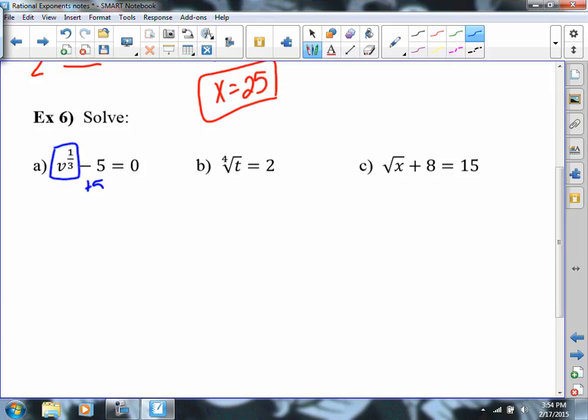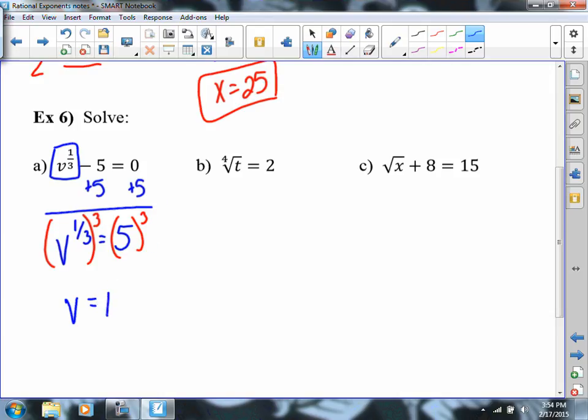So I've got to get him by himself, so I have to add the 5 over. So I'll have v to the 1/3 equals 5. Now to get rid of that 1/3, I'm going to cube it, because 1/3 times 3 will be 1, and the denominator is 3. So I'll have v equals 5 to the 3rd. Now you do in your calculator, that's 125.